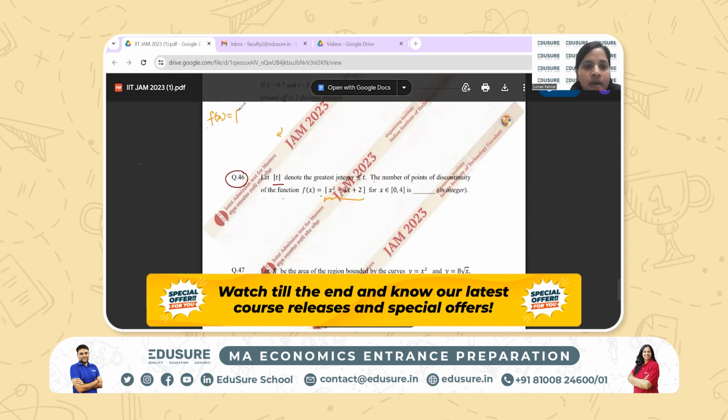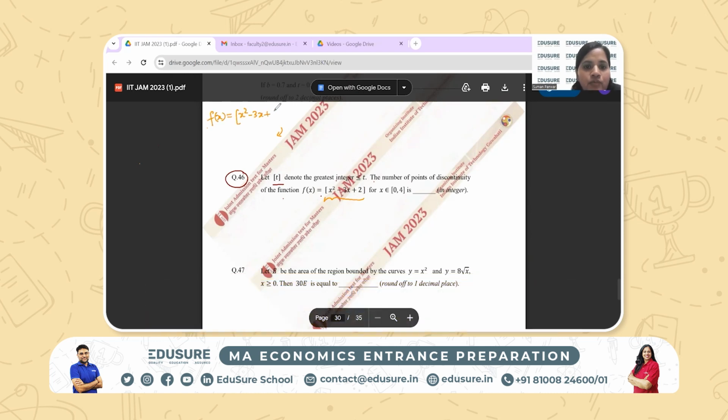So f(x) is equal to [x² − 3x + 2]. First of all, let us try to factorize this into linear factors. If we simplify, we have the box function [(x − 1)(x − 2)]. Now, whenever we have a box function like [x − a], this becomes [x] − a. This is a rule for box functions.